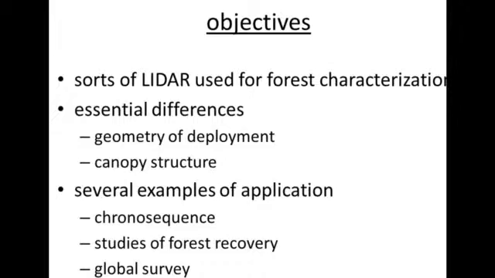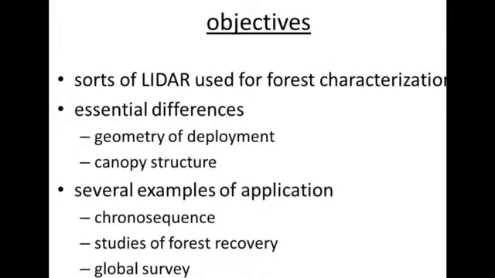So my objectives here are to describe the different kinds of LIDAR, talk about their differences, and their differences depend on two classes of issues. One is the geometry of the sensor and the way it's deployed, but also the part of the canopy structure that the sensor sees. I'll give some examples of how this information can be applied.